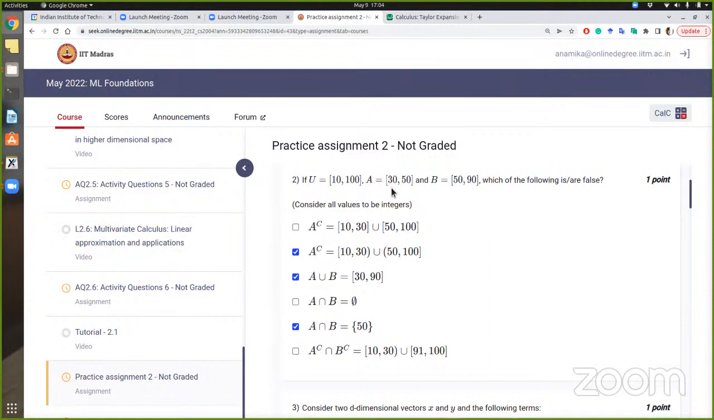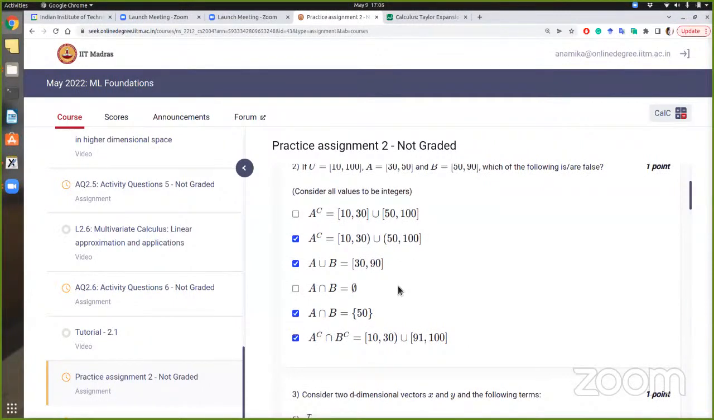Okay, your A complement will be 10 to 29 and 51 to 100. B complement will be 10 to 49 and 91 to 100. So the last option: A complement intersection B complement. So that will be 10 to 29 and 91 to 100. So you see, this is an open interval at 30, and 30 is not included. 91 is included. So that's fine. Okay. These are the correct options.